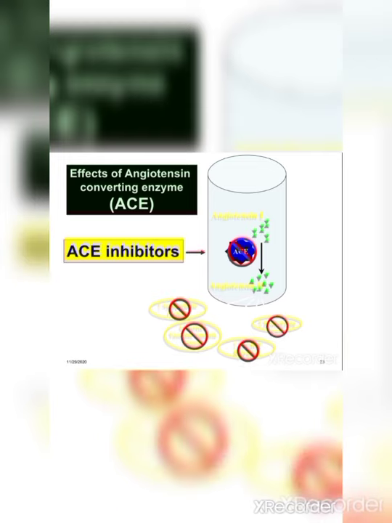Hence, angiotensin converting enzyme inhibitors, by blocking this enzyme, oppose all of these four actions of angiotensin 2. Hence, it promotes the reduction in the arterial pressure and improves preload and afterload of the heart.